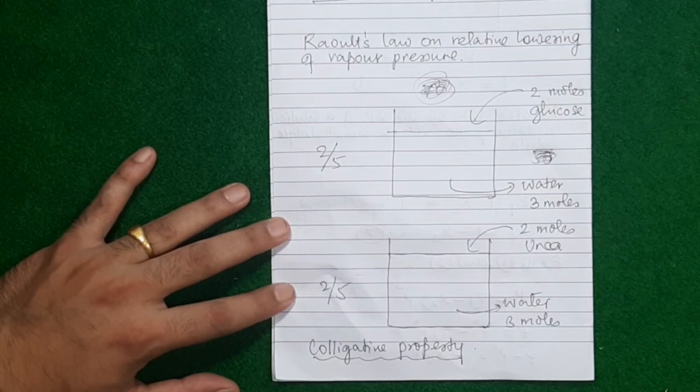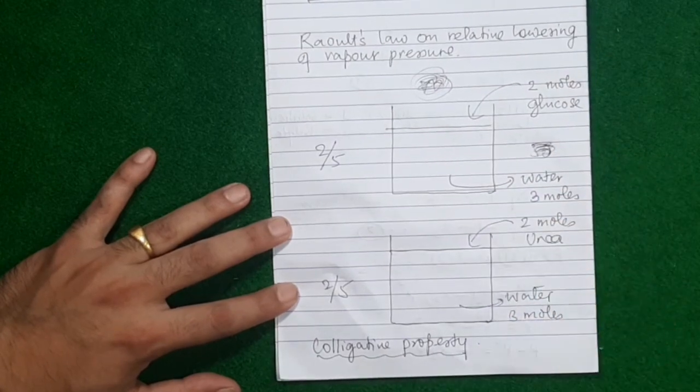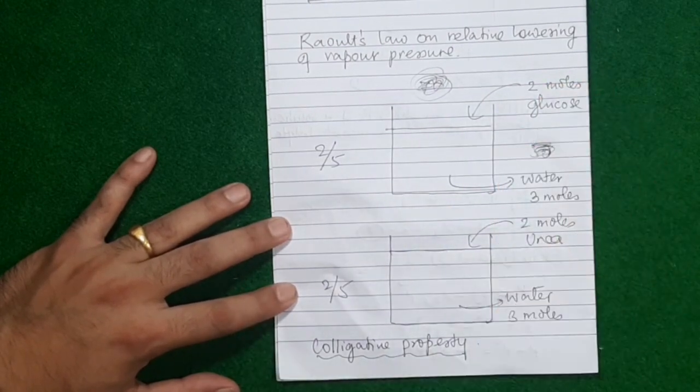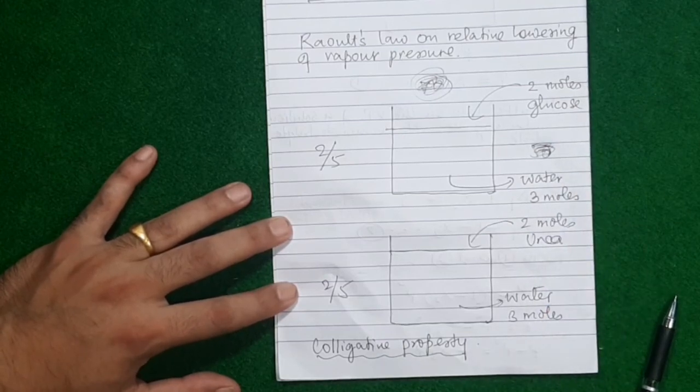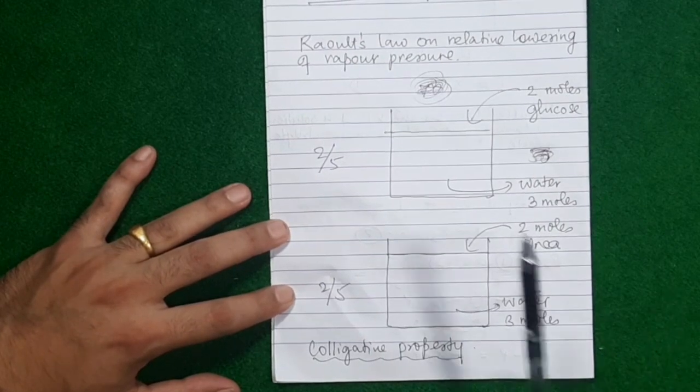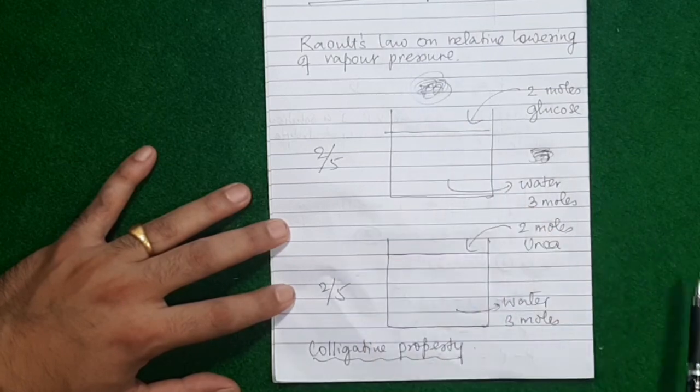So what are colligative properties of a solution? They are such properties of a solution which only depend on the number of moles of solute added, the amount of solute added, the number of particles of solute added, but do not depend on the chemical nature of the solute. Such a property is called a colligative property, and one fine example of a colligative property of a solution is the relative lowering of vapor pressure of any solution.